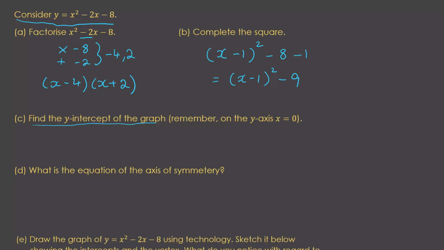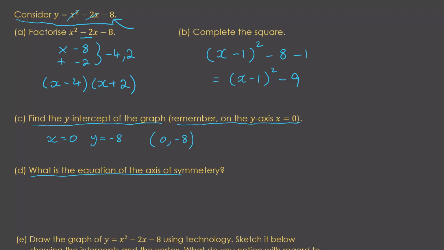Find the y-intercept of the graph. And remember, on the y-axis, x is 0. So if x is equal to 0, then x squared is 0, 2x is 0, and so we get y is negative 8. So 0, negative 8. Just like with straight lines, you can just use the constant to find the y-intercept.